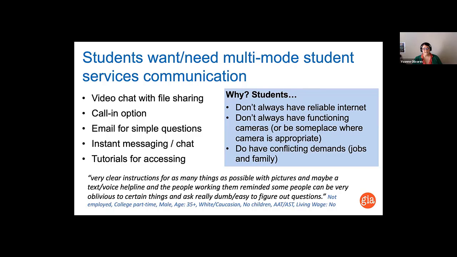And our students tell us, colleges need to have very clear instructions for as many things as possible, with pictures, maybe a text or voice helpline, and the people working them reminded. Some people can be very oblivious to certain things and ask really dumb, easy to figure out questions. The key here is that students want as much communication clearly delineated, and there is no such thing as over communication for our students.